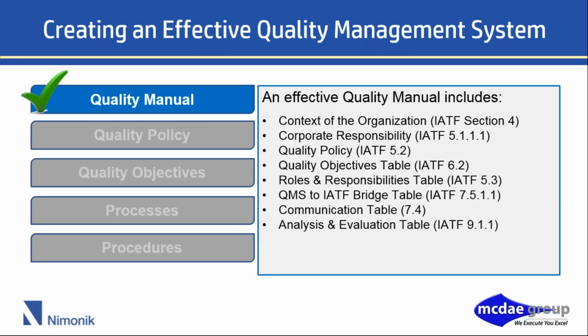Here's what I mean by a table. Anytime the standard has a bulleted list of generic requirements, I encourage my clients to create a table that they can embed directly in their quality manual, and each bulleted item has its own column. And so what happens is, let's just take communication, for example. The organization shall decide what they communicate, when they communicate it, who communicates it, how it's communicated, and to whom it's communicated.